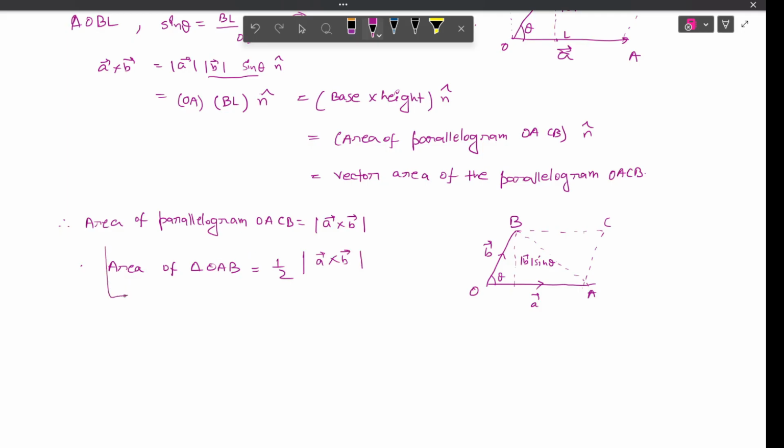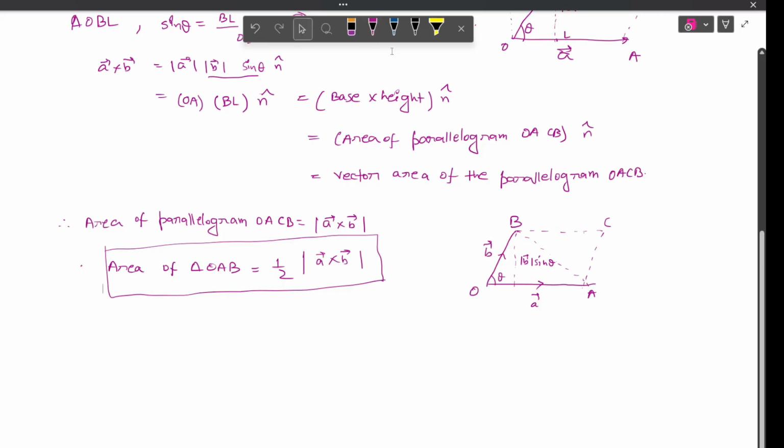So remember this. We can find the area of a triangle constituted by the sides A and B, and both sides should be adjacent, making an angle theta between them. By the term vector area of a plane figure, we mean a vector of magnitude equal to the area of the plane figure and direction along the outward normal, forming a right-handed system, that is, right-handed rotation.